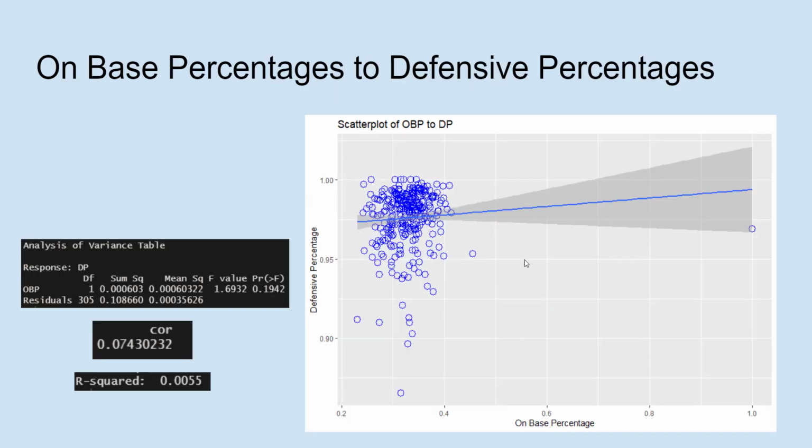In this chart, there really is little relationship between the on-base percentage and the defensive percentage. So you'll see in these scatter plots, there isn't a significant pattern. And the correlation value here, the R value, was quite small, 0.07.